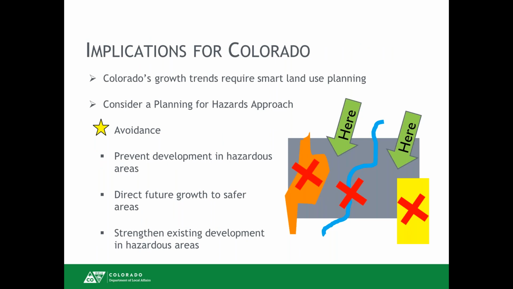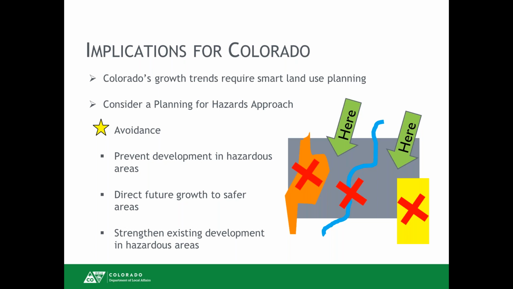So I already went over a little bit about some of the implications for Colorado. We really need to be smart about our land use planning as we move forward in the future. There are a number of different approaches that local communities can consider when balancing some of the hazard issues that they might be facing. The best practice, the one that's most effective, is avoiding growth and development in hazard-prone areas. But that's not always politically feasible or palatable to the community.